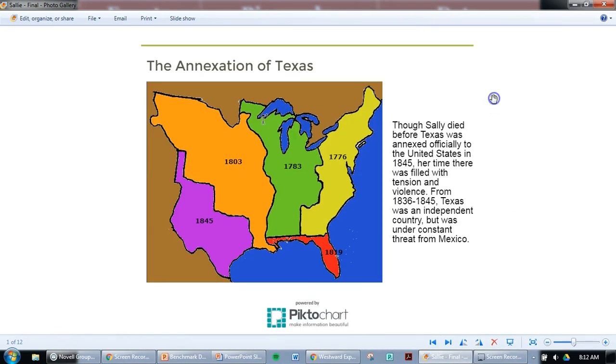Finally, the annexation of Texas. Though Sally died before Texas was annexed officially to the United States in 1845, her time there was filled with tension and violence, and so on. And then we've got the land in 1776, 1783, 1819, 1803, which I did in the wrong order, and 1845. And you can get a sense of how Sally's story connects in with the bigger story.